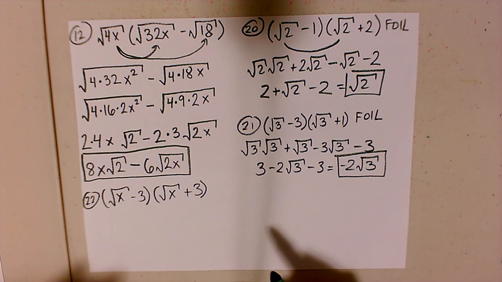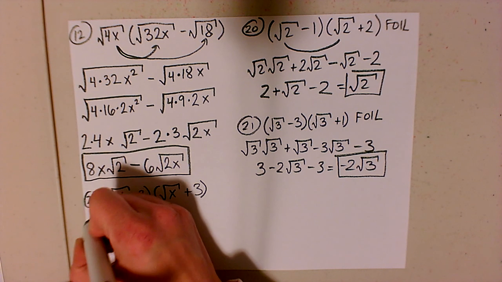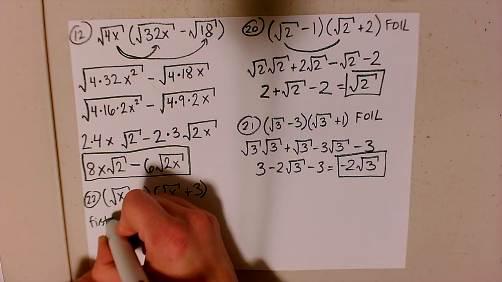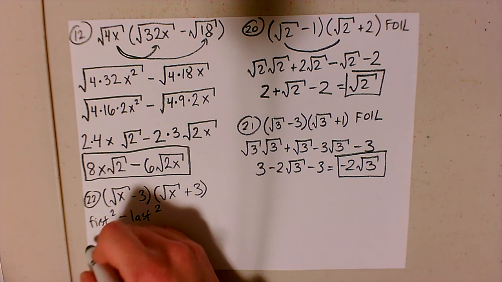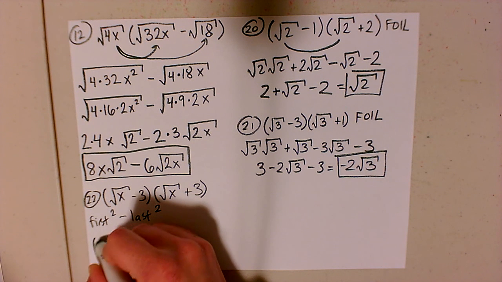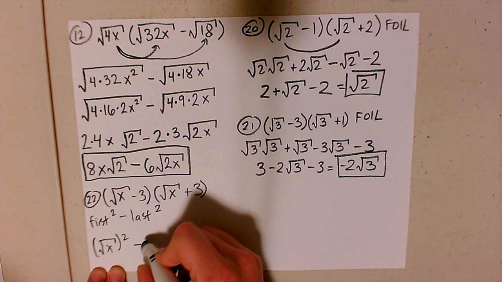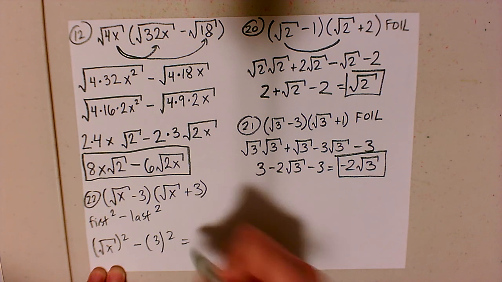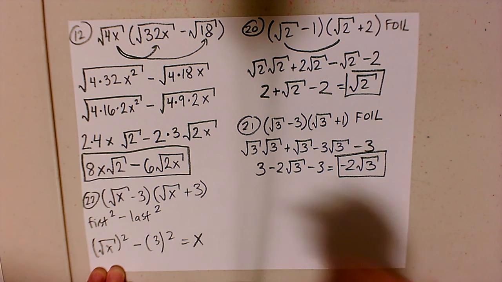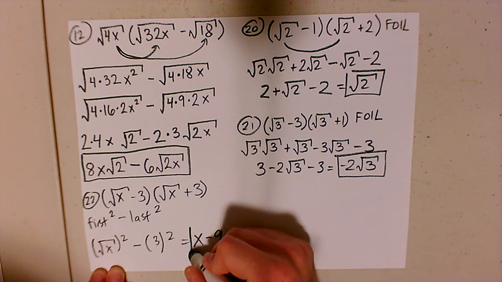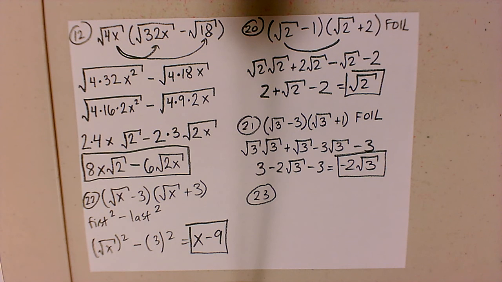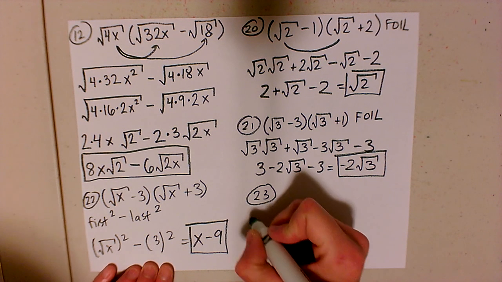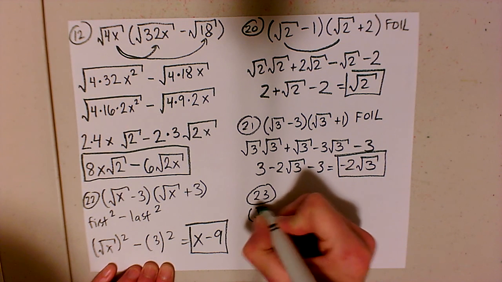And we could go ahead and FOIL and do this out the long way, or we could use our shortcut, which is just our first squared minus our last squared. So let's do that. So that means we'll have root x, the whole thing squared, minus 3 squared. So root x squared is just x, and then 3 squared is 9. And that's it.